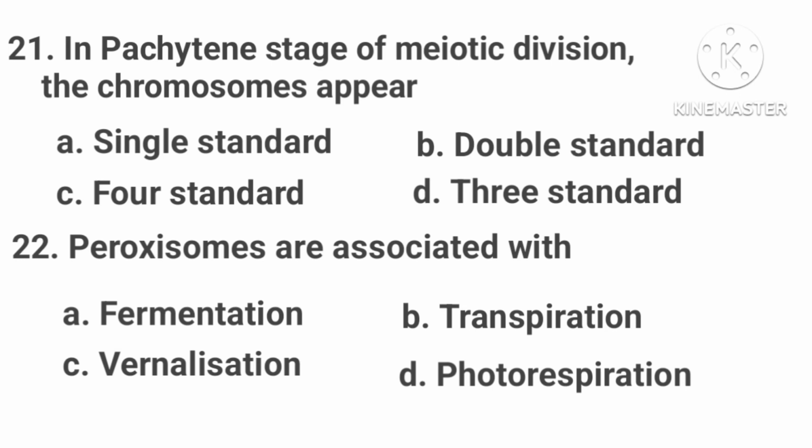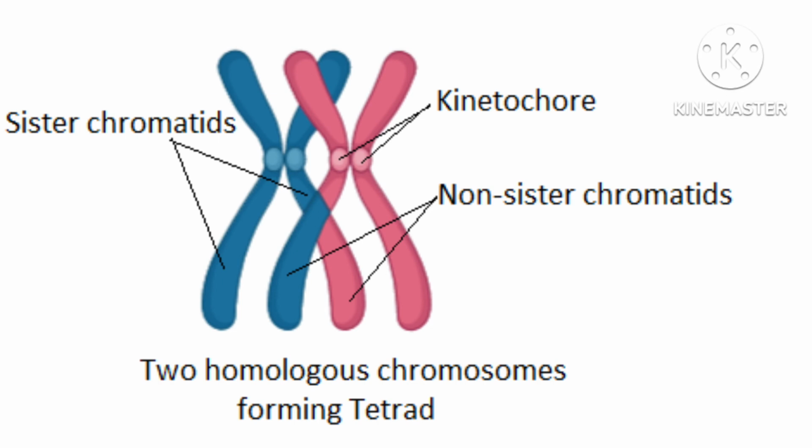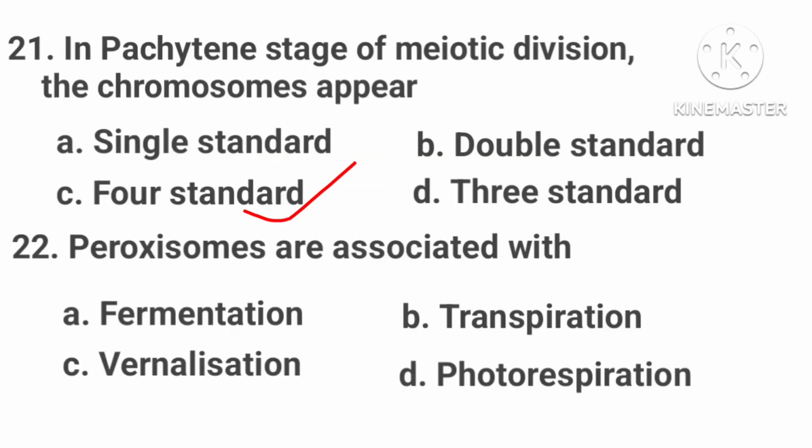Next, in the pachytene stage of meiotic division, the chromosomes appear option A single stranded, option B double stranded, option C four stranded, option D three stranded. See, this is the pachytene stage. During the pachytene, the chromosomes get crossed with each other and form a four stranded or tetrad appearance. So the correct answer is option C four stranded.